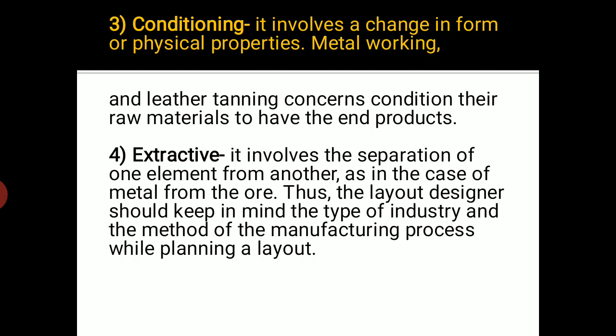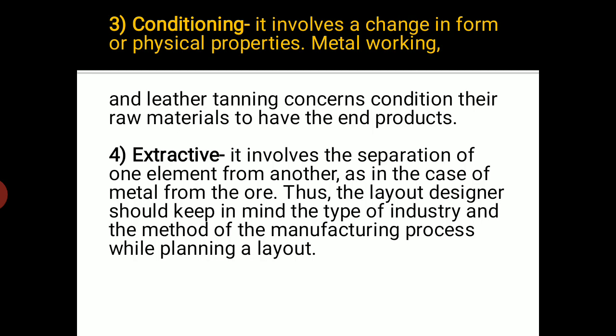The third one comes up is said to be conditioning. Now what is this conditioning? It involves a change in the form of physical properties like metal working and leather tanning concerns the condition their raw materials to have the end product. Here what we are doing is physically we are changing its shape, its size, its color, right? Say suppose metal working હોય, કોઈક તમે મેટલની શીટ લઈ આવો છો, એમાંથી તમે કેટલી બધી વસ્તુ બનાવો છો, તો what are you ultimately doing is you are changing the physical properties of the product from its original. That means it is known as conditioning industry.